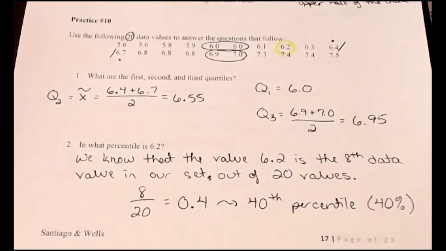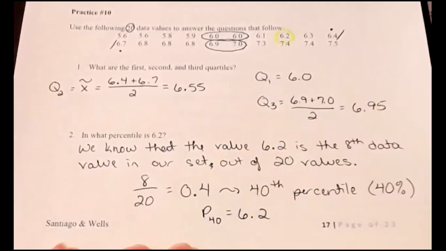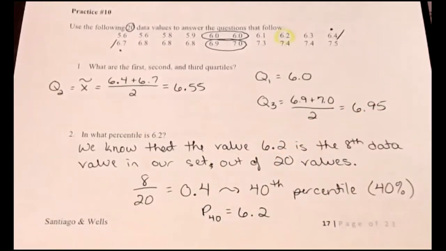We can write it using our fancy notation. We can write P sub 40 is equal to 6.2. Our 40th percentile is the value 6.2. Excellent. This is definitely something I want you to keep in mind when you're finding percentiles. You always do part over total. That'll give you your percentage. So our part, meaning 6.2 is the 8th value out of a total, which is 20 values. We do the math and we find that 6.2 is the 40th percentile. Turn the page when you're ready.